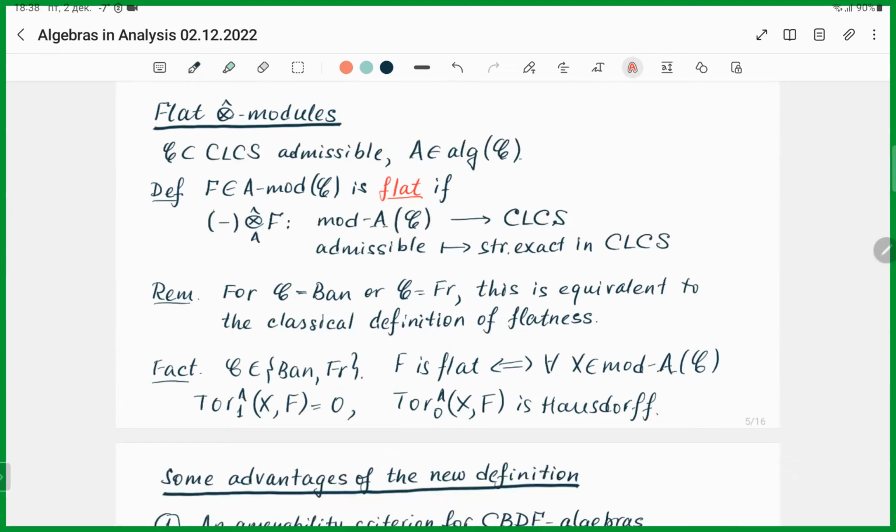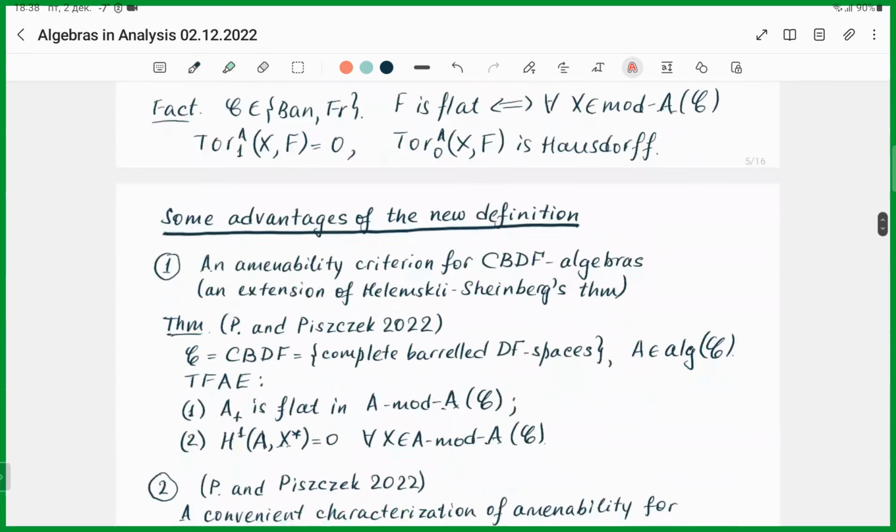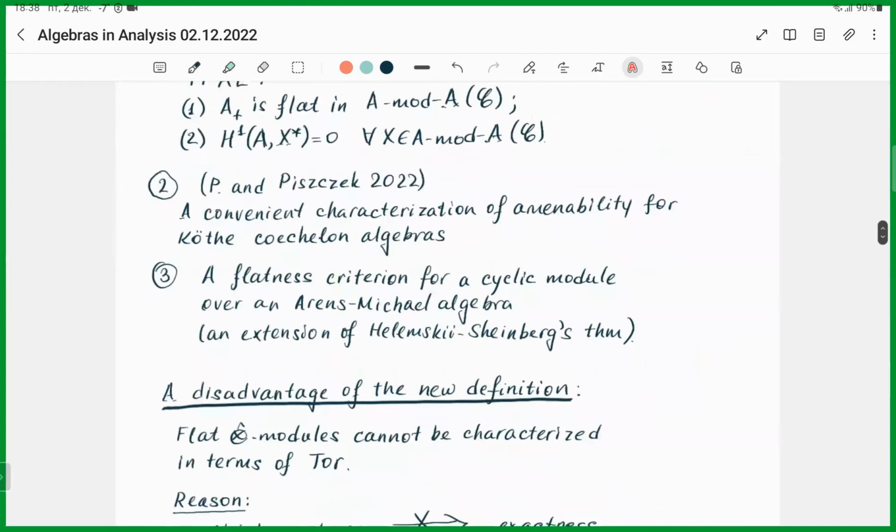Okay, so this is a very useful characterization of flat Banach modules in terms of the functor Tor. And it turns out that such a characterization is not available in the context of non-metrizable topological modules. And this is the main disadvantage of our new definition.